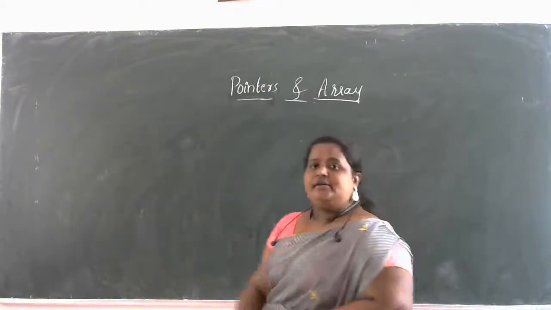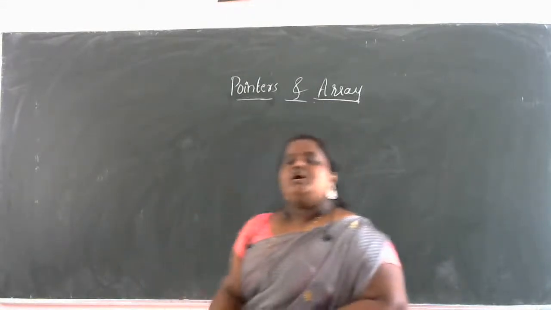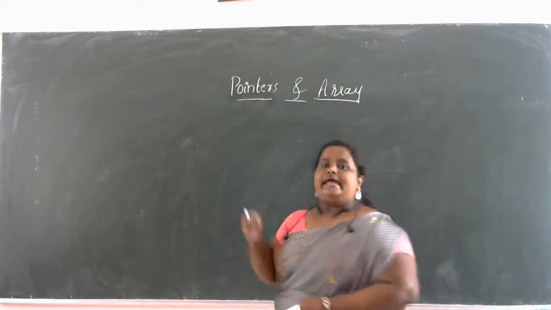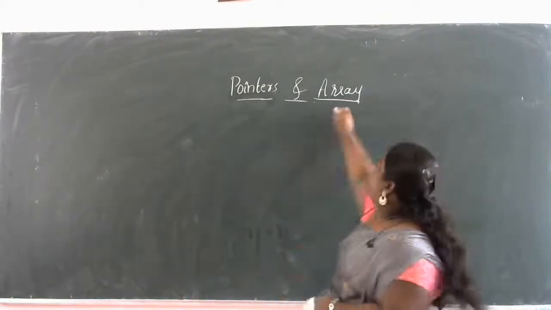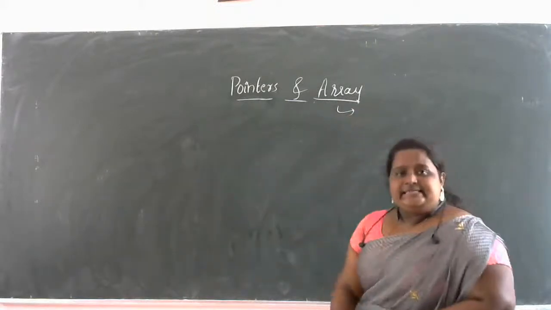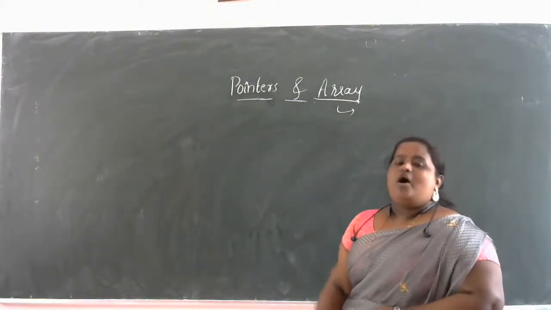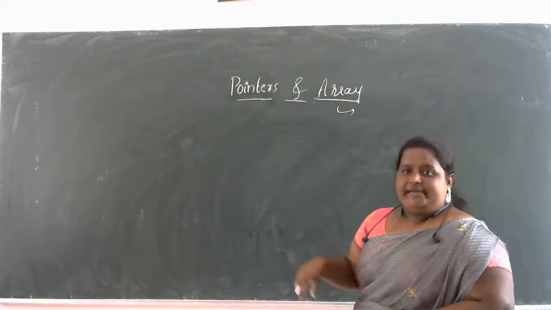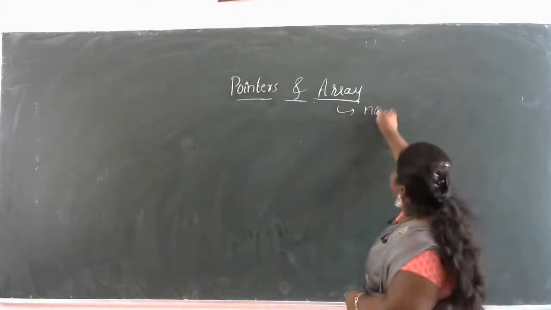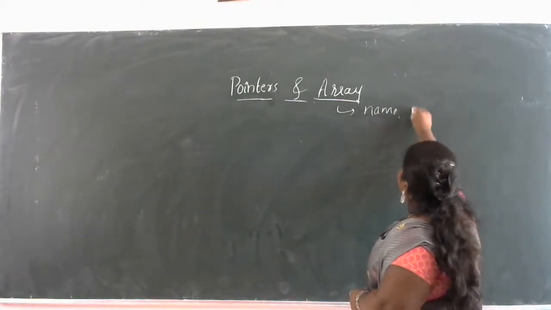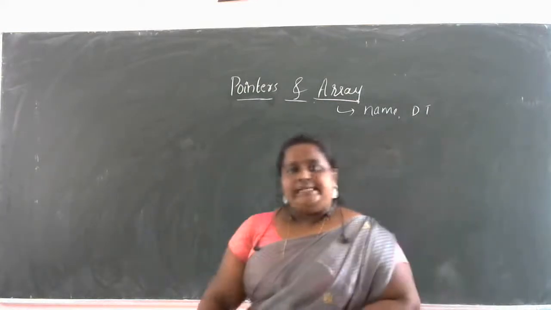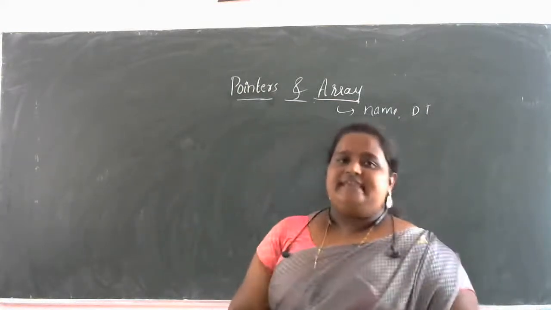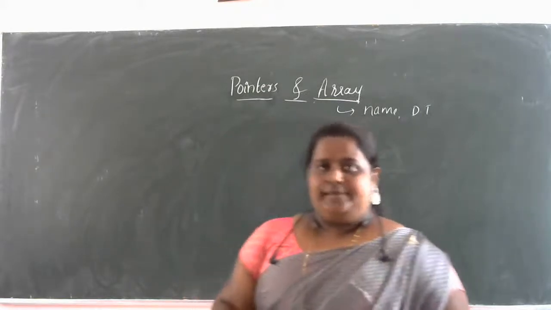What is a pointer? A pointer is a variable used to store the address of another variable, right? What do you mean by array? An array is a collection of data, or an array is a group of data with the same name and same data type. Same name and same data type, okay?